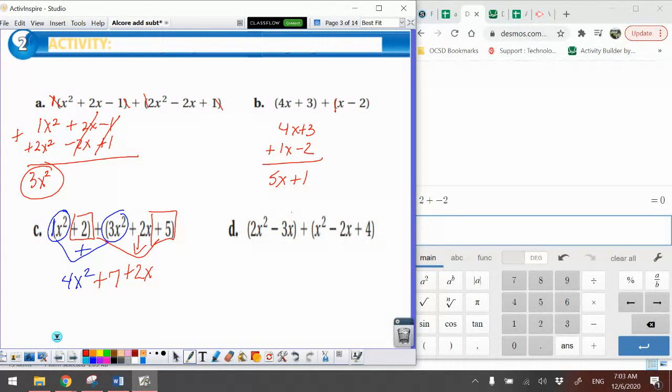Now I need to look at this and decide if they're in the right order. Is it done? No, it's not done because I don't have my x's in descending order. So I know my 4x squared is going to be first, but my 2x and my 7 have to switch spots. So my final answer is 4x squared plus 2x plus 7. Okay, go ahead and hit pause, decide which method you want to use, and go ahead and see if you can come up with an answer on this last one.